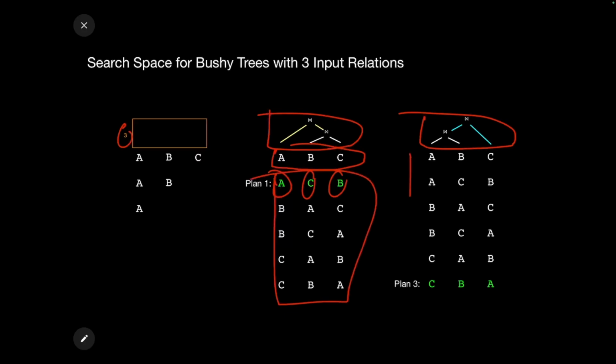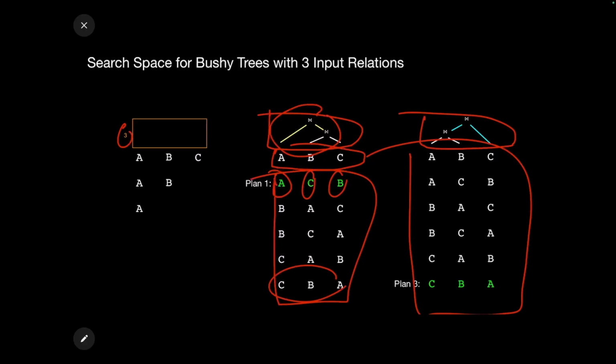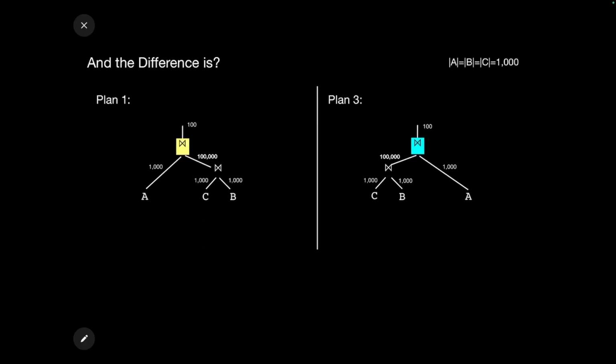And the same happens here. So that means the total number of plans is the number of structures, the number of binary tree structures, times the number of orderings of the relations here. Let's skip over that one.